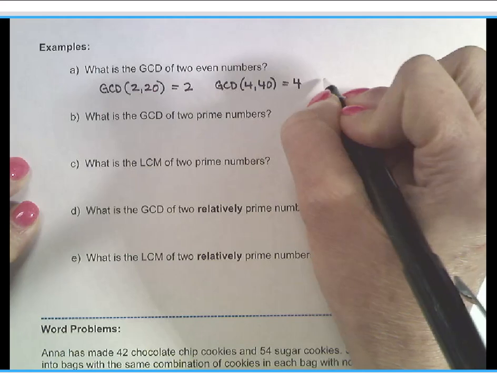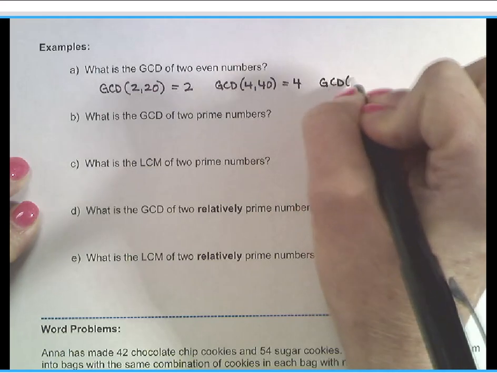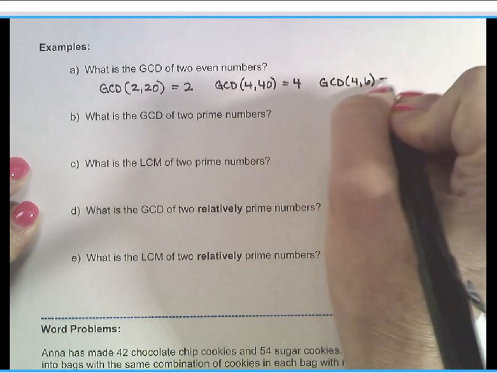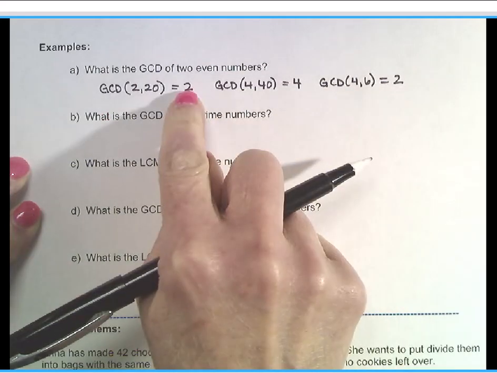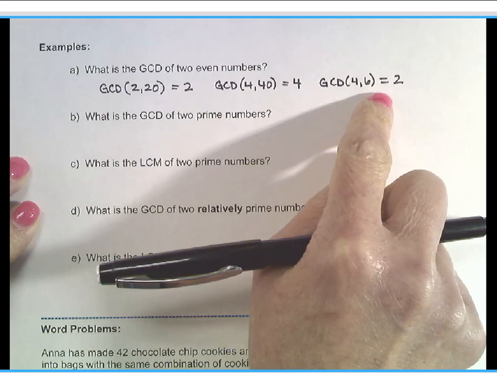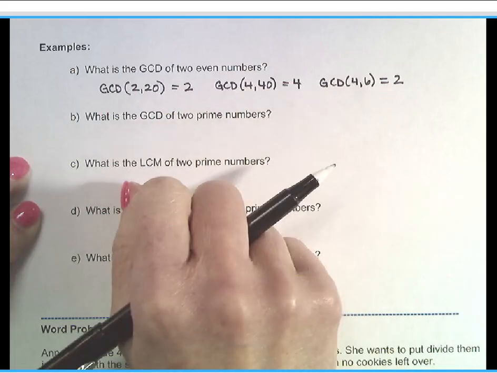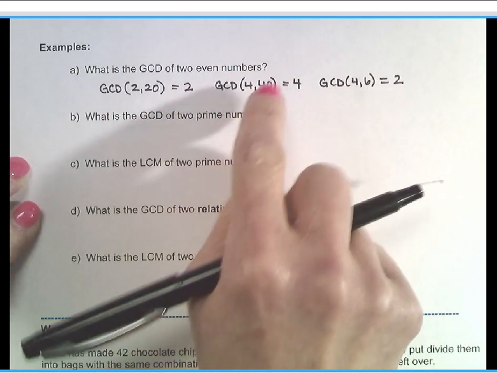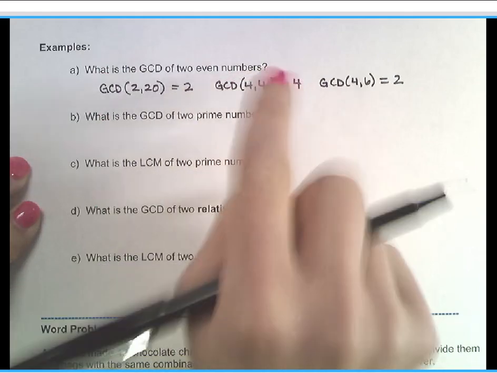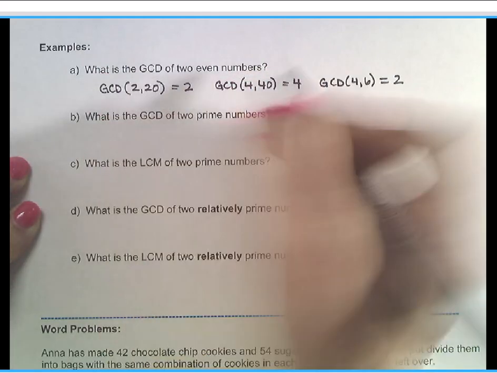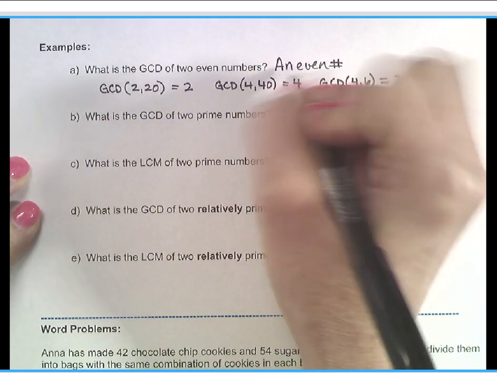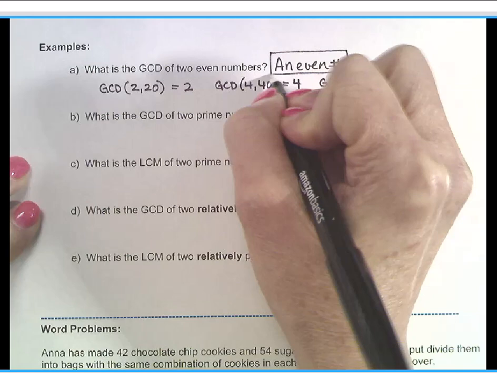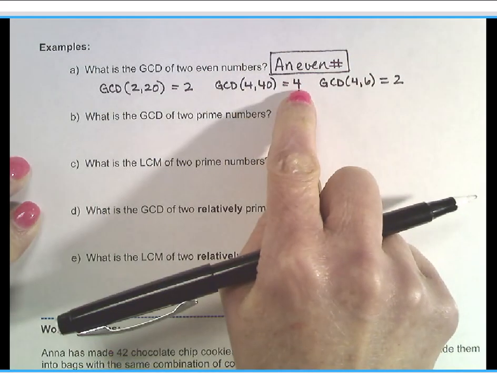Or what about the GCD of 4 and 6? Those are two even numbers. It's 2. So sometimes it's 2, but sometimes it could be bigger than that. But I'll tell you, it's always going to be an even number. I know that you want to put 2 as an answer here, but that's a little too specific. The GCD of two even numbers will always be an even number. It might be 2, but it might be bigger, like this one where we got 4.